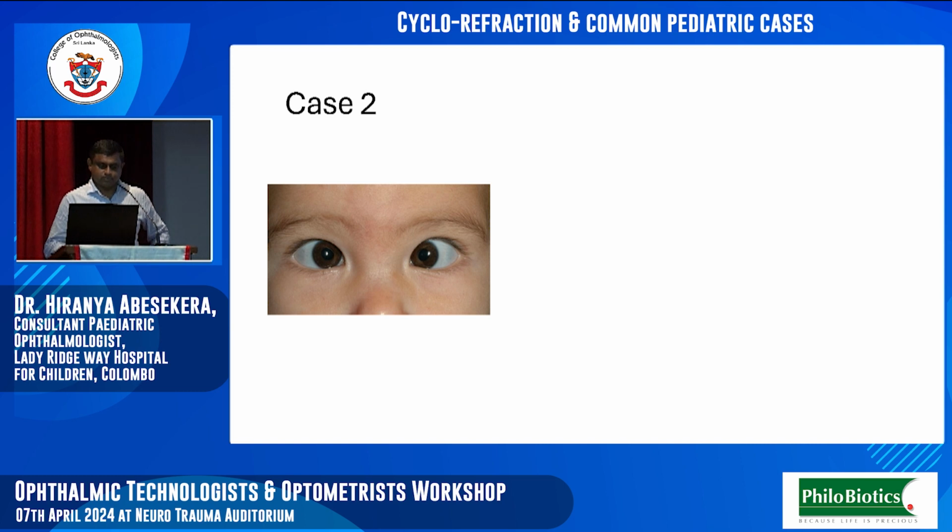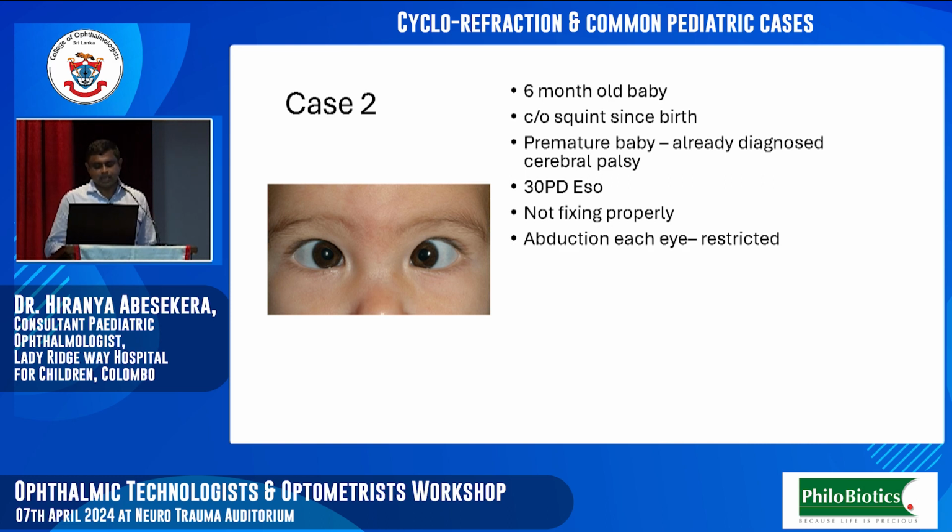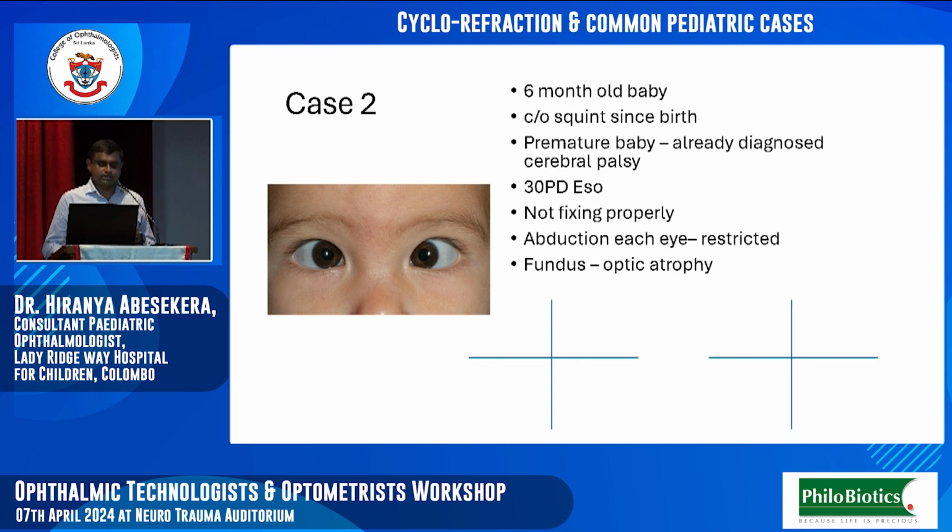So this case, I don't know whether you are familiar with, but at LRH, we are very familiar. A 6-month-old baby, again, now this is a squint from birth. The child had problems at birth. This child also has 30 prism diopter ISO. But the child is not fixing properly. So you can't actually check the eye movement. So you check the doll's eye movements, and you see abduction is restricted. When we check the fundus, their optic nerves are not healthy because the child had neonatal problems. When you do refraction, like the previous 6-month-old baby, it's like this.